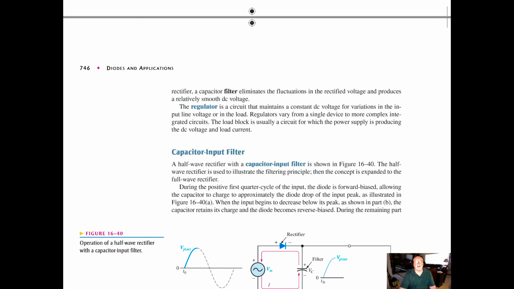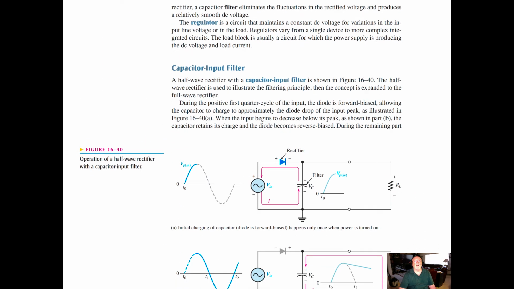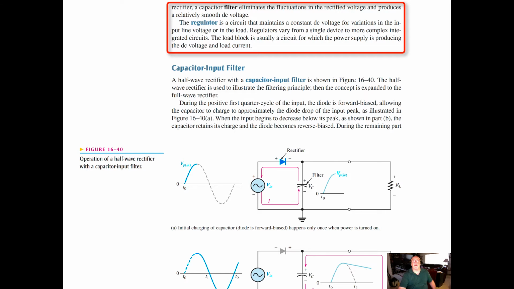So when we connect a capacitor filter to the rectifier, it eliminates the fluctuations in the rectified voltage and produces a relatively smooth DC output. The regulator is a circuit that maintains a constant DC voltage for variations in the input line voltage or in the load. Regulators vary from a single device to more complex integrated circuits. The load block is usually a circuit for which the power supply is producing the DC voltage and the load current.